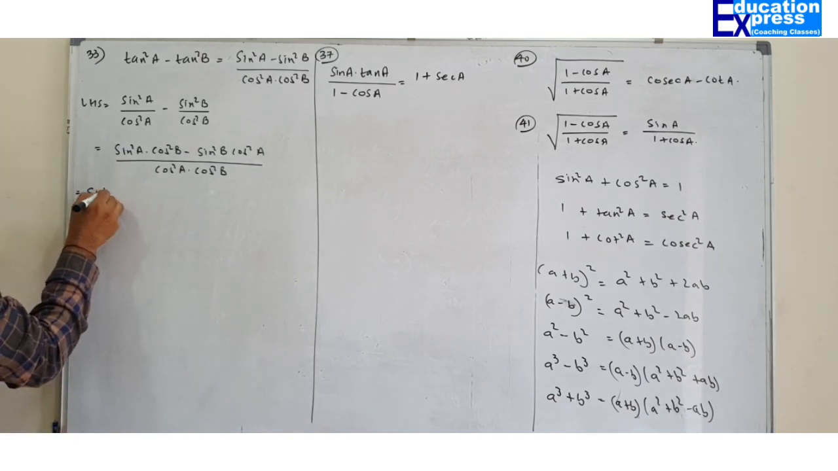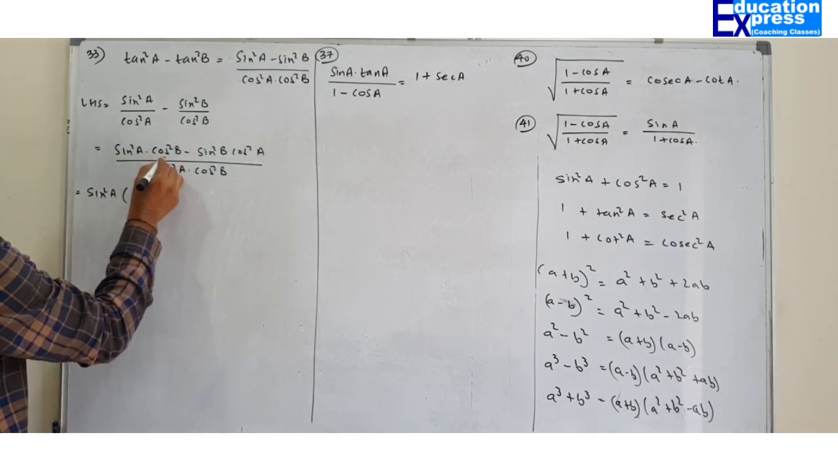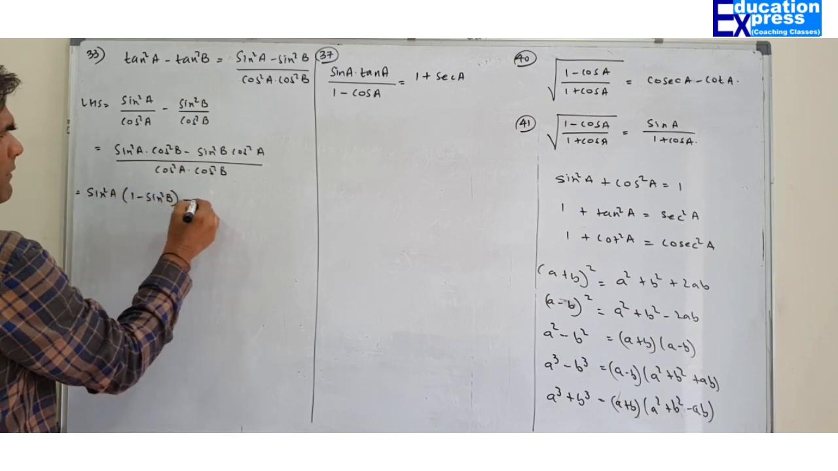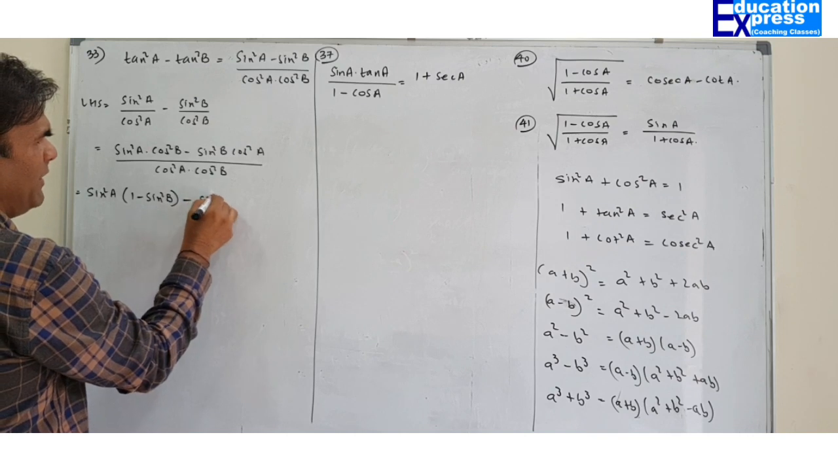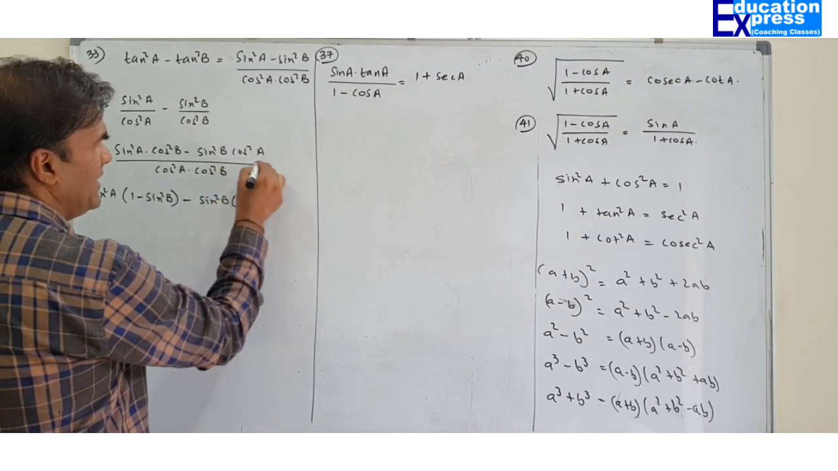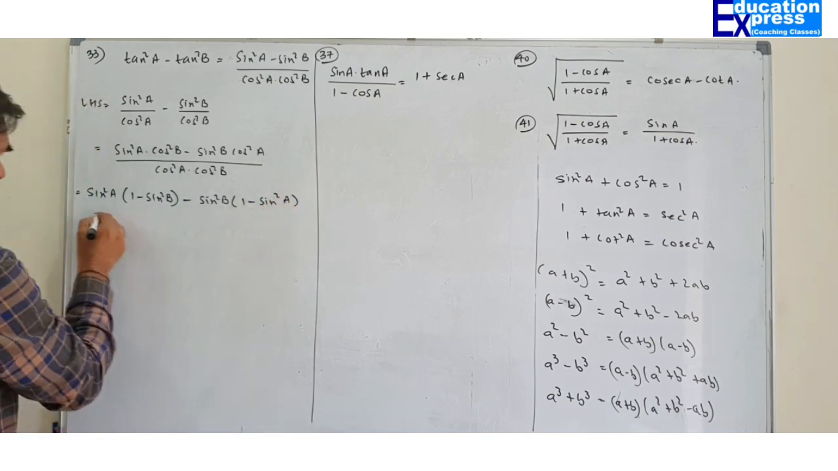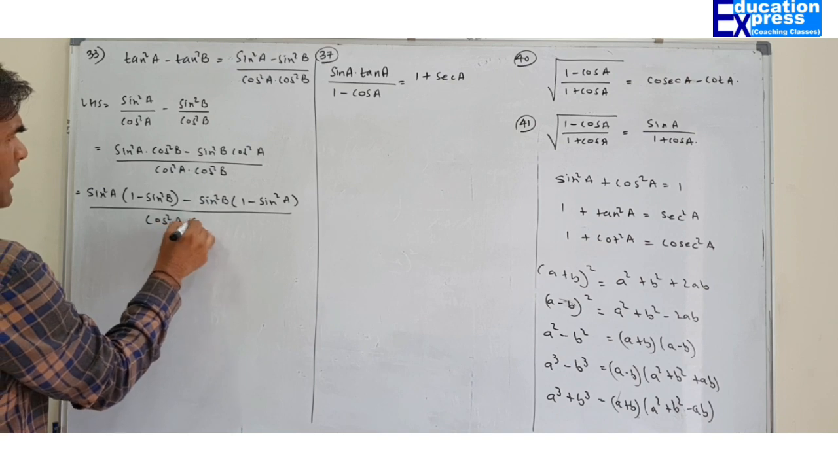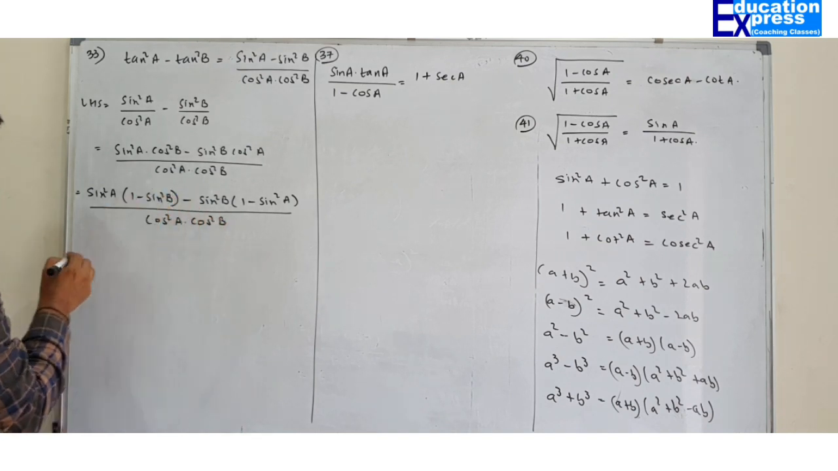Sir, sin square A will remain as it is. In place of cos square B, we will write 1 minus sin square B. Minus sin square B will remain as it is. In place of cos square A, we will write 1 minus sin square A, the whole upon cos square A cos square B.